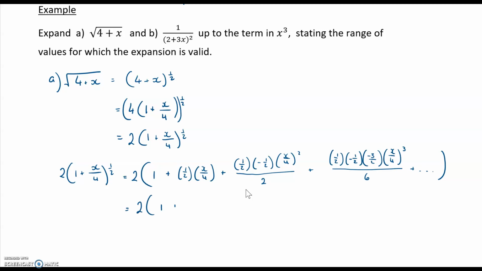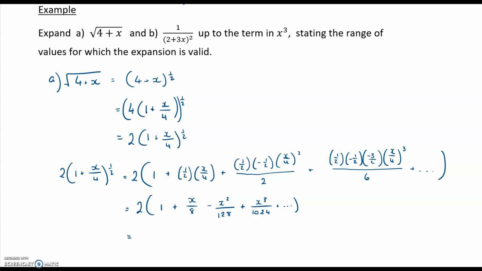So you end up with 1 plus x on 8, plus x, this would be minus x squared on 128, and then plus x cubed on 1024. Okay, and then we can just go through and multiply all of these by 2, and that gives us our full expansion.